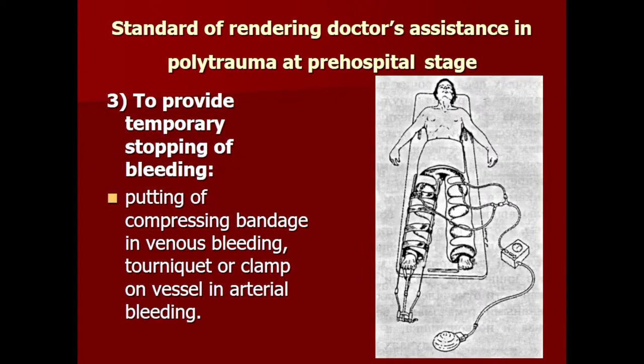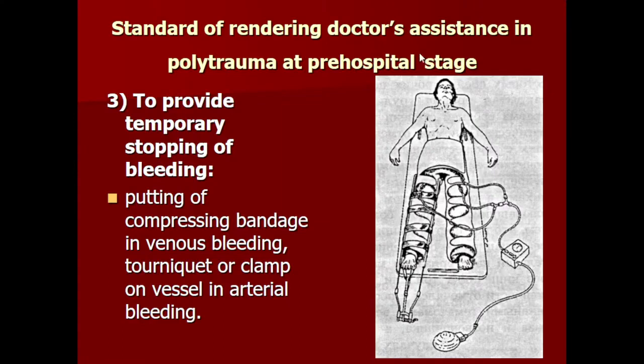To provide temporary stopping of bleeding. Putting a compressed bandage in venous bleeding, tourniquet or clamps on vessels in arterial bleeding. You look, it's the anti-shock costume Kashtan. It's a Russian costume. There are different ones in other countries: Germany, France, United States, Japan and Israel. Different anti-shock costumes. It's very effective.